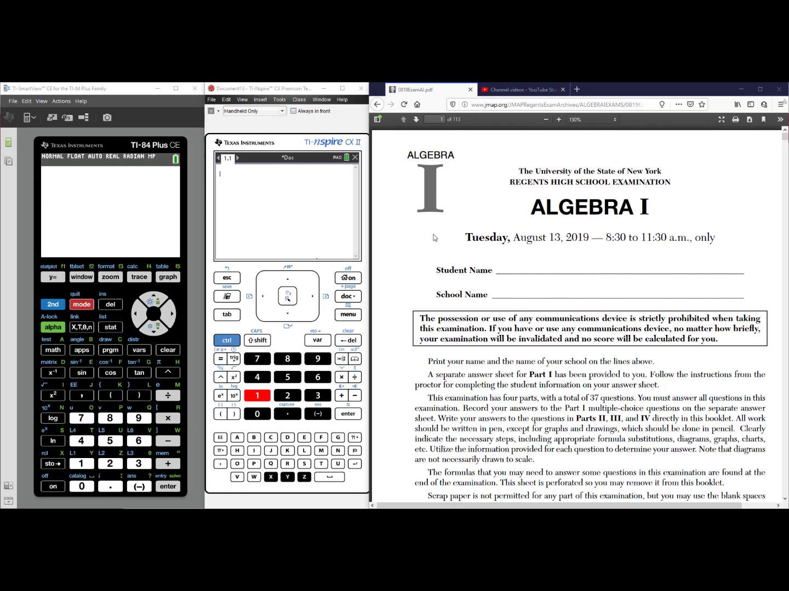Hello, in this video we will be breaking down the New York State Algebra 1 Regents from August 2019. We will be using the TI-84 Plus family as well as the TI-Nspire family.